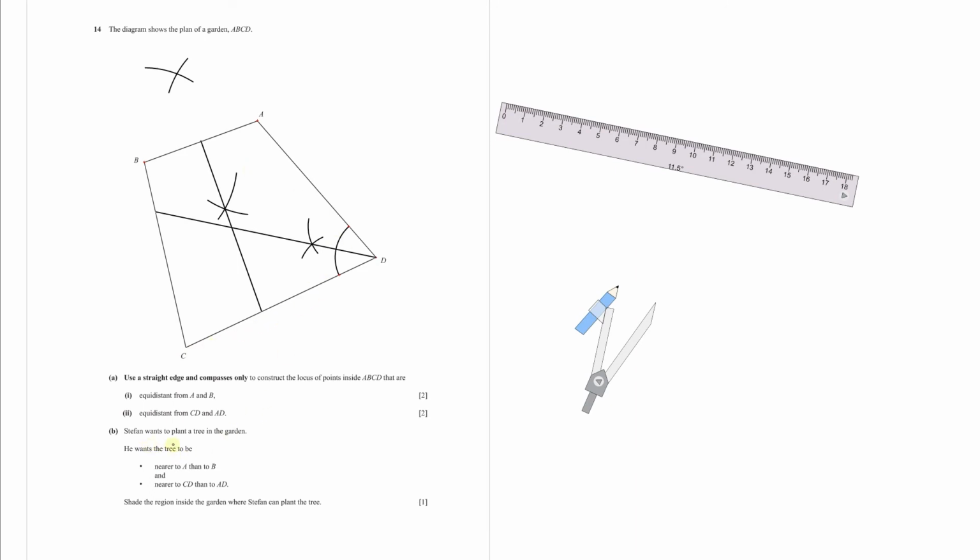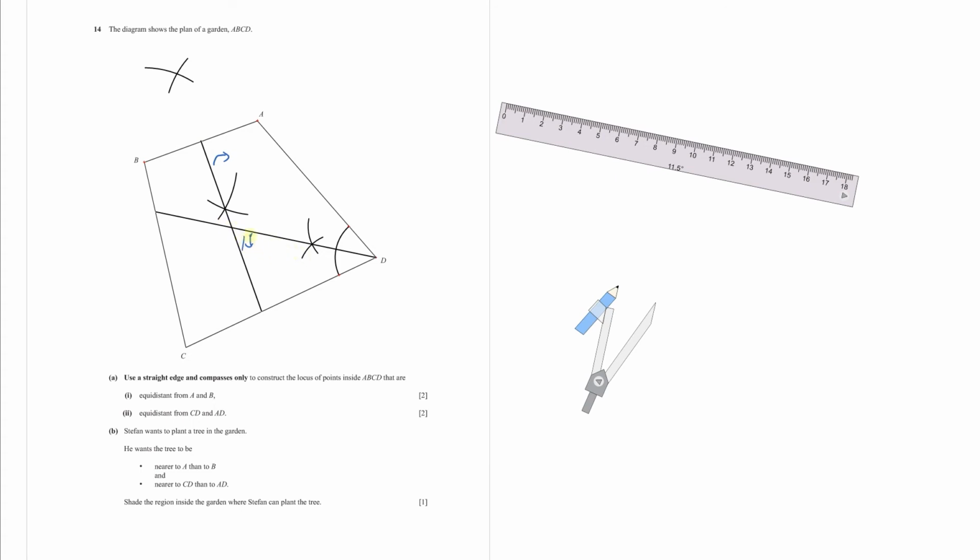Part B is Stefan wants to plant a tree in the garden. He wants the tree to be nearer to A than to B. So that means the tree should be on this right hand side of this line bisector, because all the points on the right side of this line bisector will be closer to A. But the second condition is he wants the tree to be nearer to CD than to AD. So nearer to CD means all the points below this angle bisector are closer to CD compared to AD. So the tree should be towards the right of this line bisector and below this angle bisector.